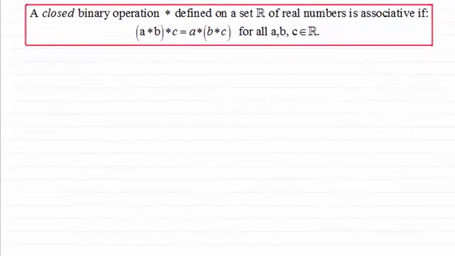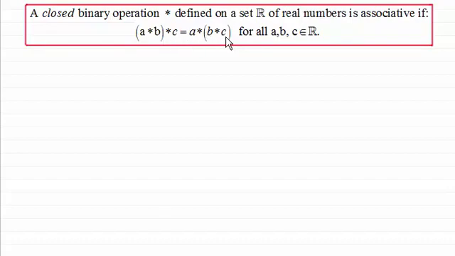Hi there. Now in this video I want to look at the property of associativity, and if we look at this definition here, that if we take a closed binary operation, let's say defined by star here, and that's defined on a set R of real numbers, then it's associative if we have (A star B) star C equals A star (B star C).